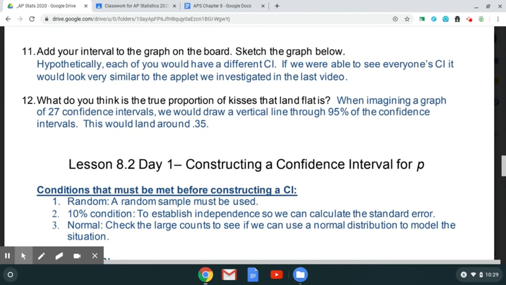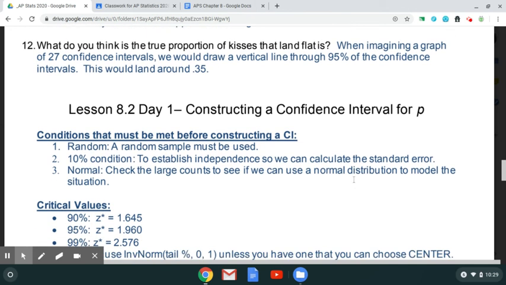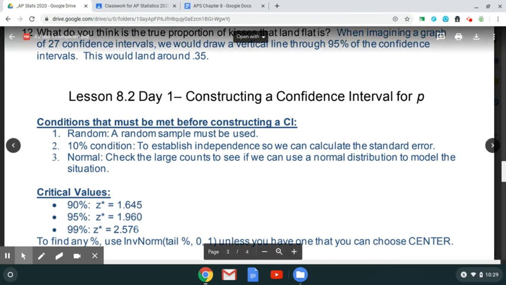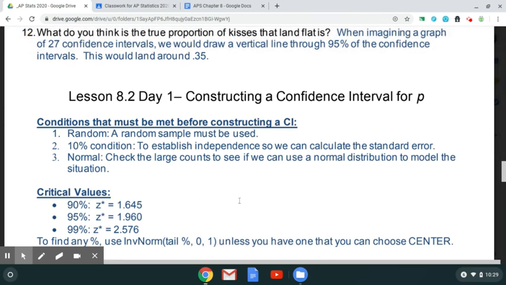The normal condition has to be met. We have to check the large counts to see if we can use the normal distribution model for the situation. Here are 3 very commonly used values. Now, we are going to start calling these Z star because we are now looking at them as critical values.